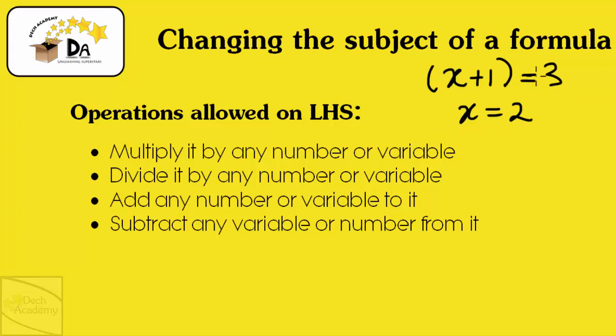So how do you go from an equation in this form to an equation where you only have x on the left hand side? Well, it will mean that this plus 1, or this 1, will need to be removed. So we need to modify the left hand side. When changing the subject of a formula, you'll be modifying the sides of equations so that you can get the desired form: variable equals something. But there are only some operations that are allowed. You can multiply the left hand side by any number or variable. You can divide it by any number or variable. You can add any number or variable to the left hand side, and you can subtract any number or variable from the left hand side.